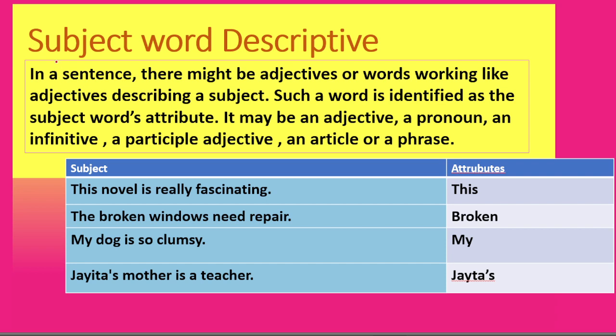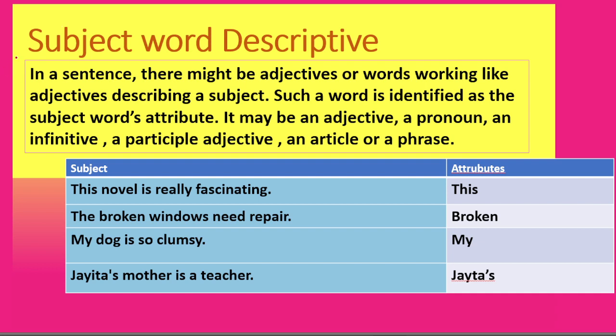So, subject word descriptive. In a sentence, there might be adjectives or words working like adjectives describing a subject. So what it says is that in a sentence, along with the main subject, there are some other words which are also combining with that subject and describing it. Such words can be an adjective or other words that may work like an adjective. Such a word is termed as subject word descriptive or subject word attribute.